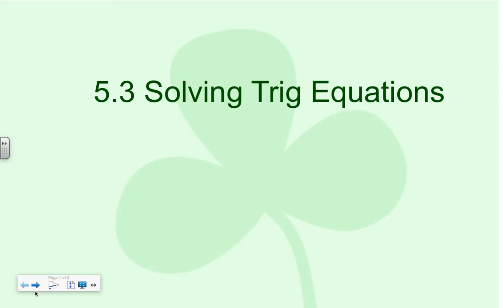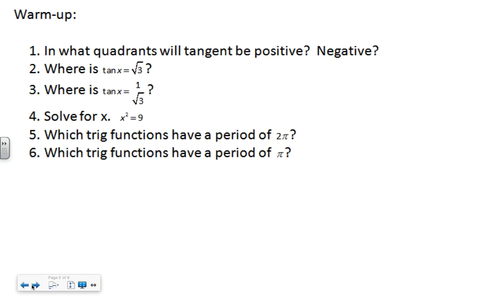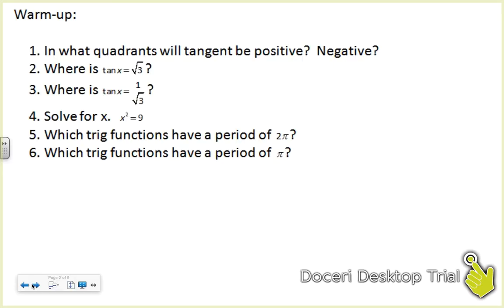5.3, solving trig equations. So here was our warm-up that we talked about in class, and some of the things that we talked about were number one, when is tangent positive and negative, in which quadrants would that happen? And we used "All Students Take Calculus." And this is cosine and secant are positive here in the fourth quadrant.